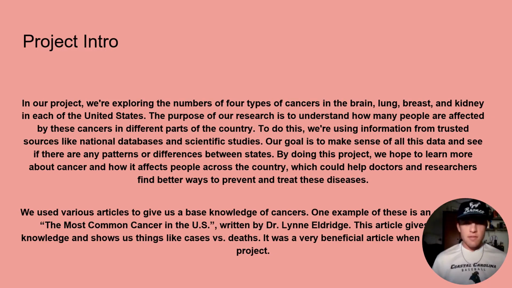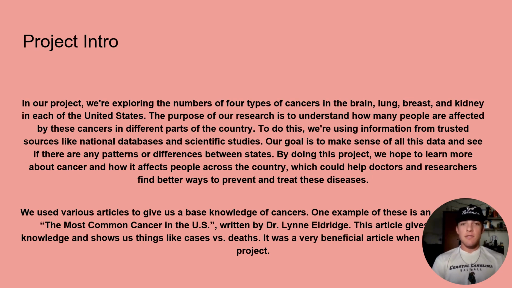So in our project, we explored the numbers of four types of cancers in the United States, this being brain cancer, lung cancer, breast cancer, and kidney cancer. The purpose of our research is to understand how many people are affected by those cancers in different parts of the country. To do this, we're using information from trusted sources like different national databases and scientific studies. Our goal is to make sense of all of this data and see if there are any patterns or differences between states. By doing this, we hope to learn more about cancer and how it affects people across the country, which could help doctors and researchers find better ways to prevent and treat these diseases.